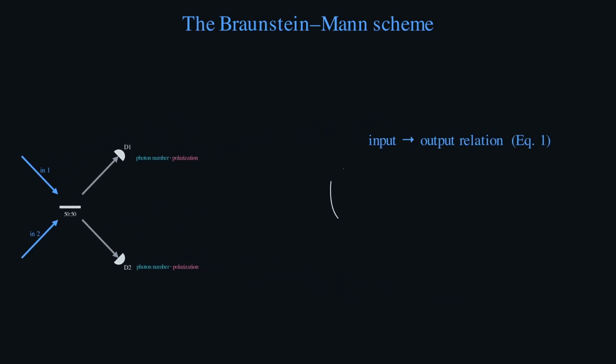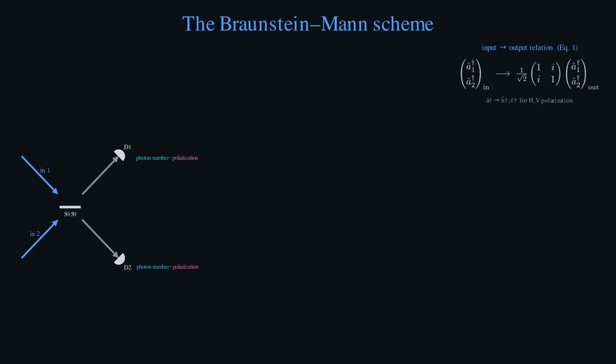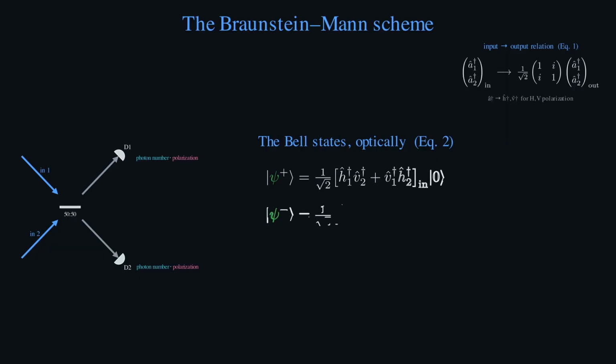So let's now model the effect of this circuit here on Bell states, and we'll start to see why this is getting us toward a Bell state measurement. So first of all, the 50-50 beam splitter has the following input-output relation. We can also express the Bell states in terms of their optical implementation in dual rail here. So if we encode them in the polarization of a photon, this is what they're going to look like.